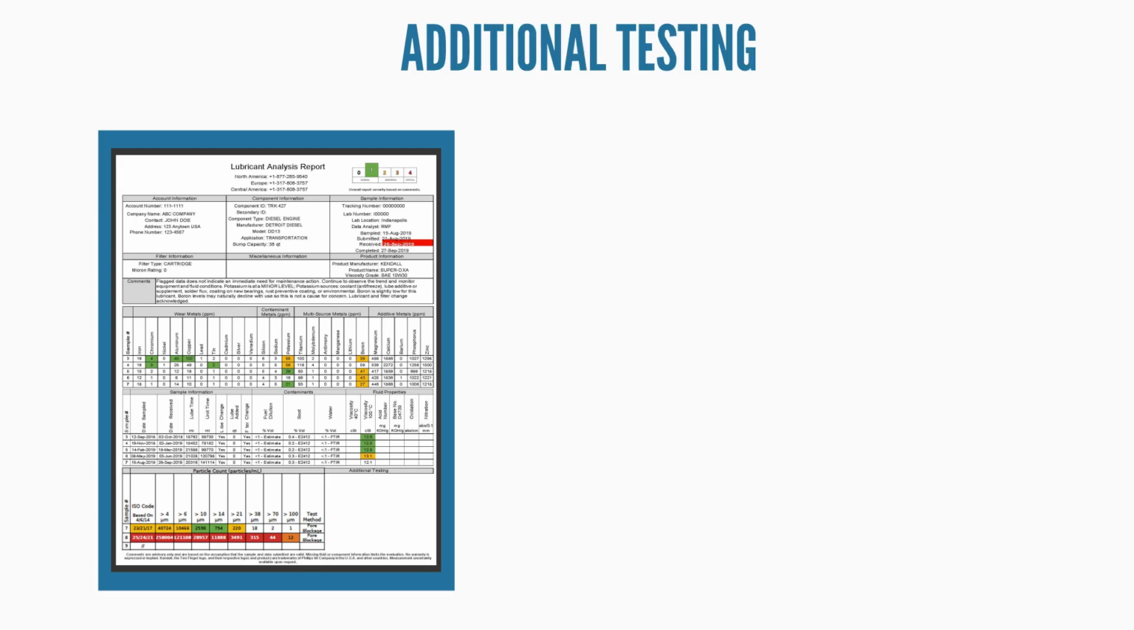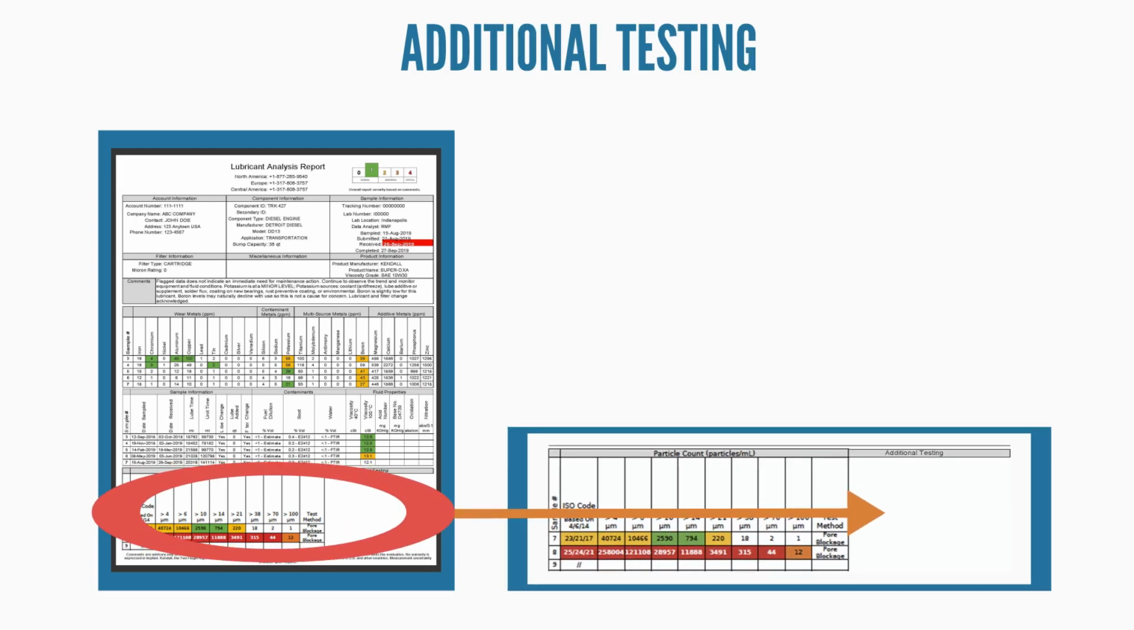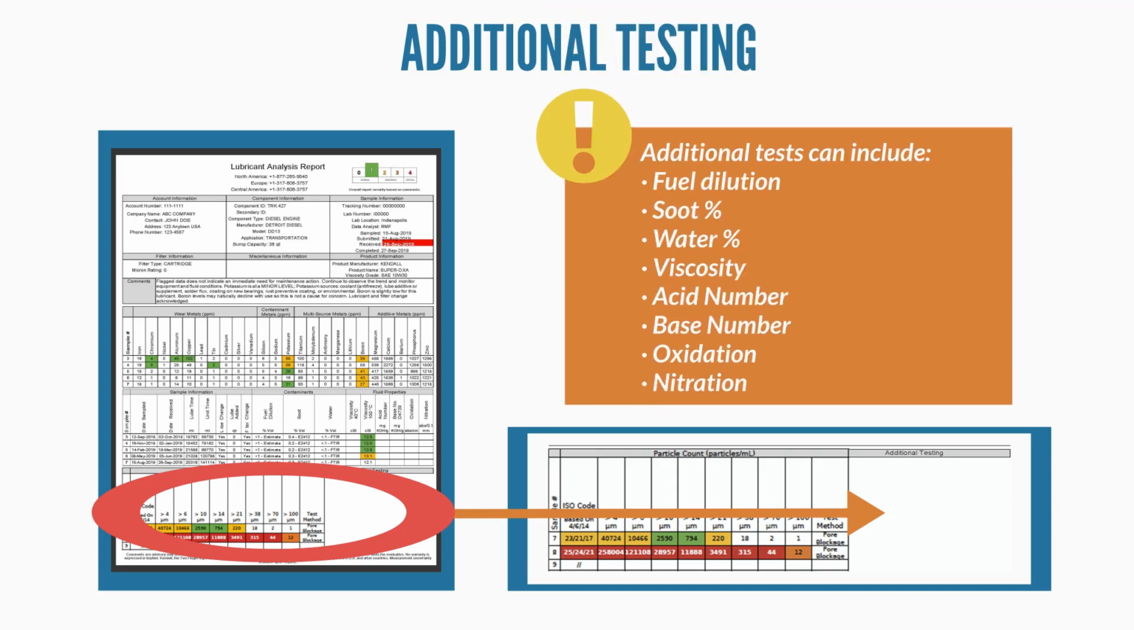The next section displays test results for additional testing run on your sample. These results are based on your test package and fluid type. If any of these results are flagged in a color, this means it corresponds with the level of severity for the report on the top right. It's important to review these flagged results with the corresponding comments to determine what action to take.